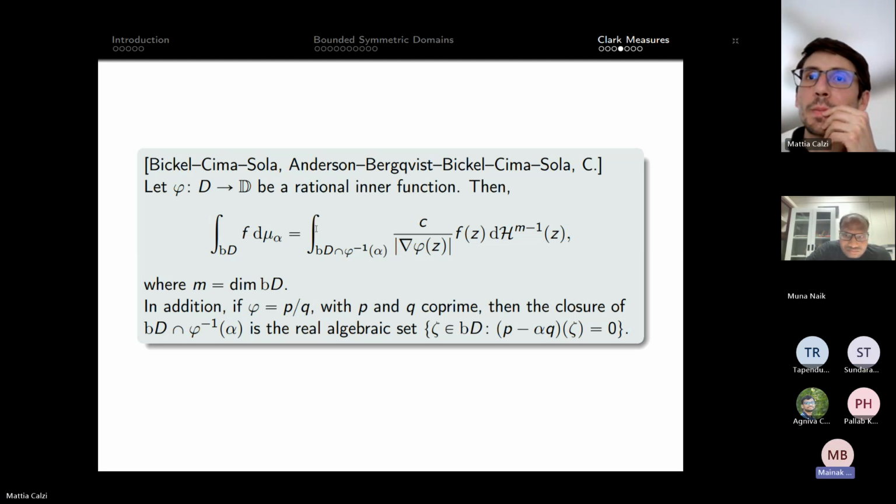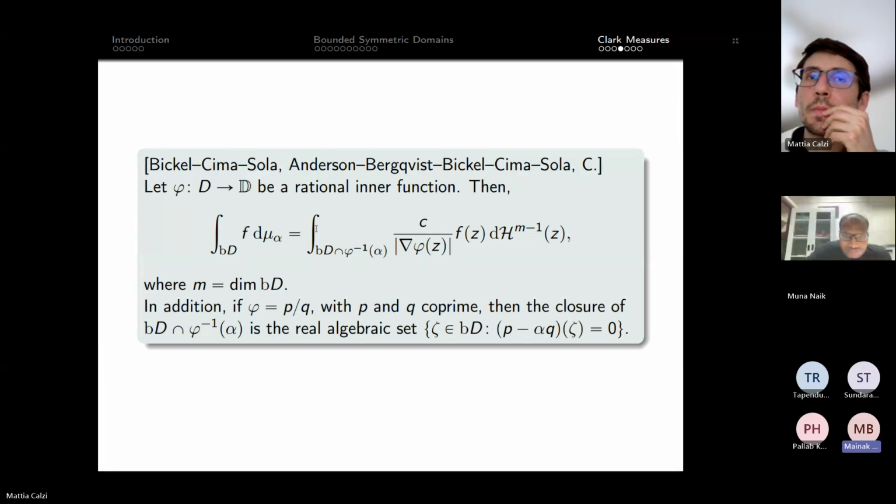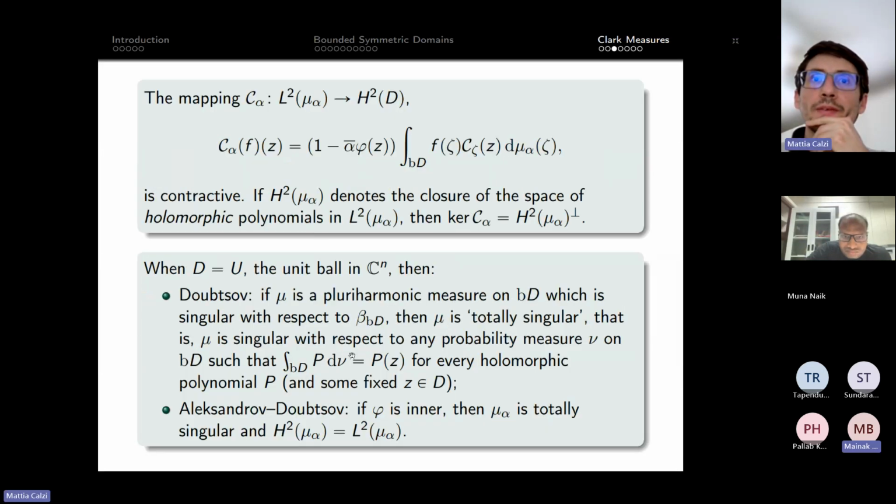So is there any parallel study? I mean, you are considering rational inner functions, but as you said, in the ball case we don't have rational inner functions, but we have inner functions. So is there any study of inner functions in this setting? In the case of the ball, there are a couple of papers by Dovtsov and Aleksandrov, where the case of these measures associated with inner functions, and sometimes even functions which are not necessarily inner, is studied.